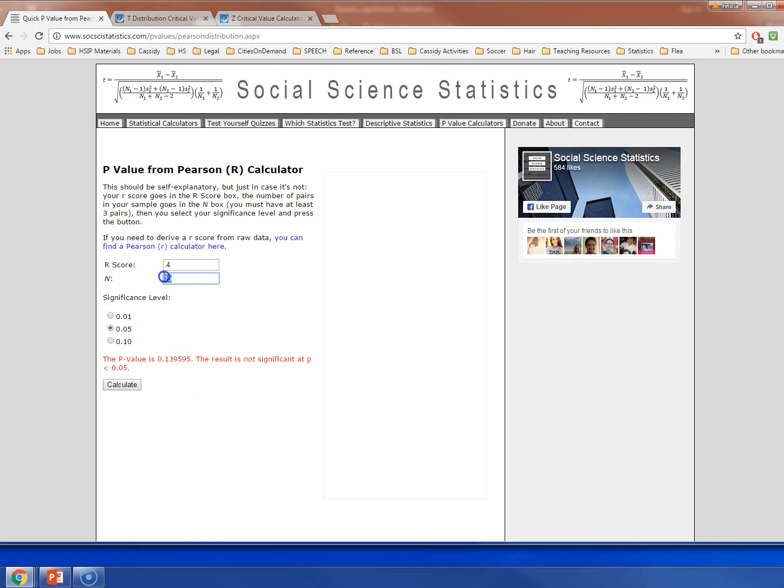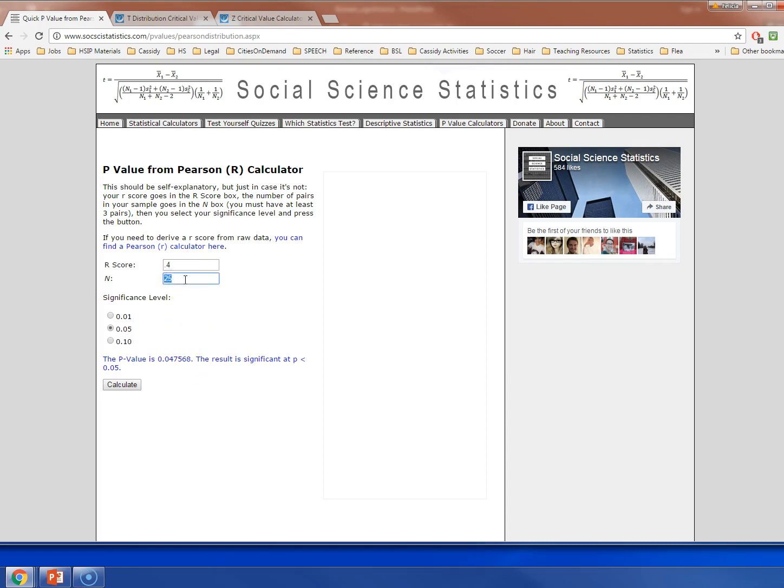Okay, so what about if I have the same parameters except for a larger sample size? So let's try 25 for my sample size. Well, this is significant. My p-value is 0.04, and that's going to be less than 0.05.